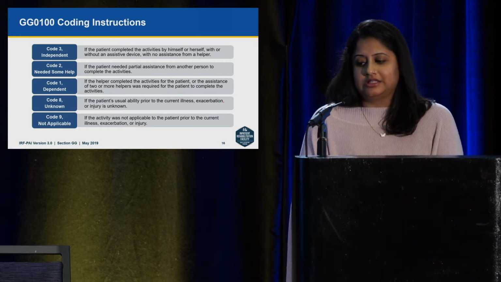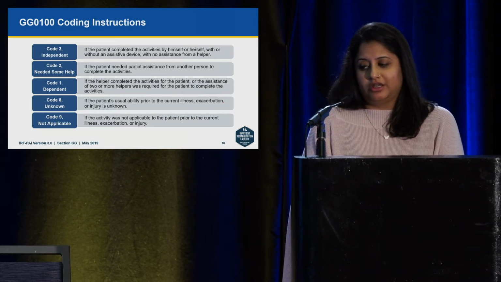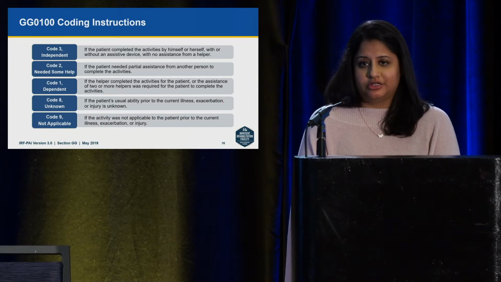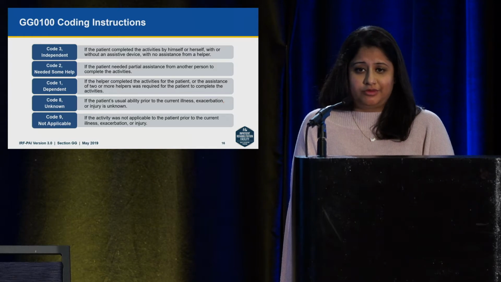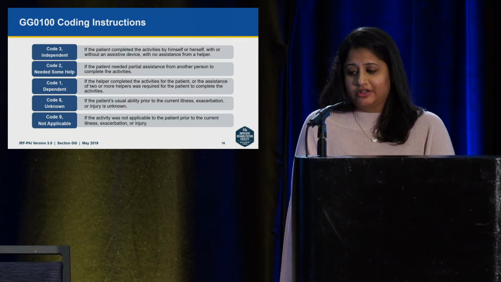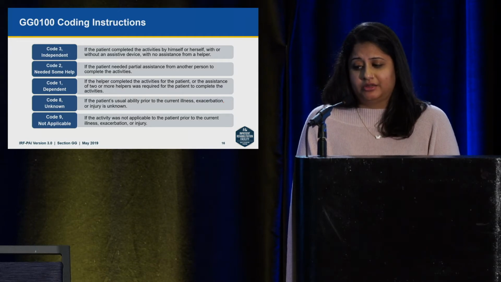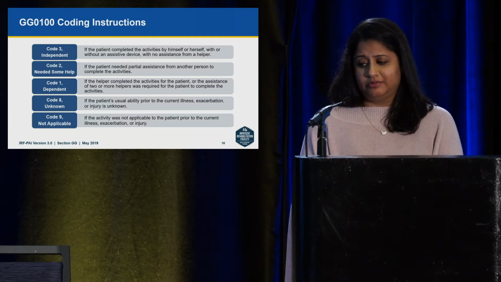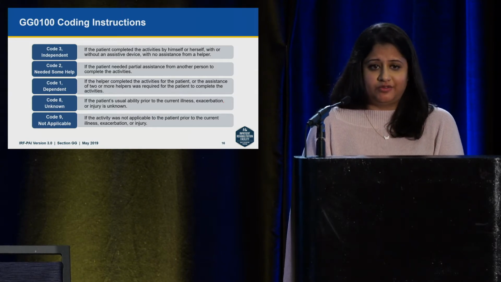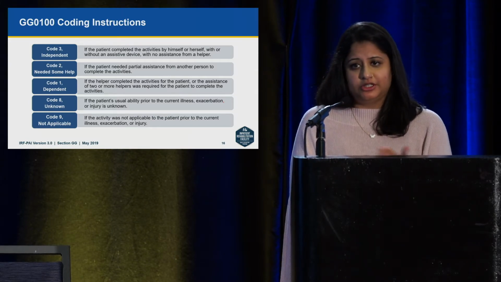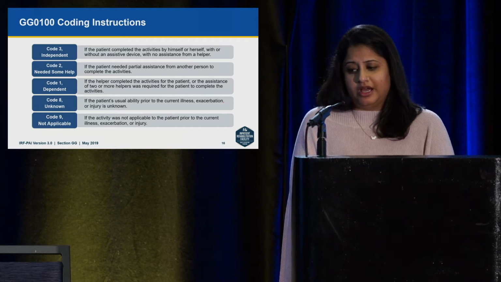Code 8 is unknown. So if you can't get the patient's usual ability prior to the current illness, exacerbation, or injury from talking to the patient, from talking to their family members, or from the medical records, then you would code 8, unknown. And code 9, not applicable, is used if the activity was not applicable to the patient prior to the current illness, exacerbation, or injury. An example of this is if a patient wasn't doing something before admission, you would code 9, not applicable.